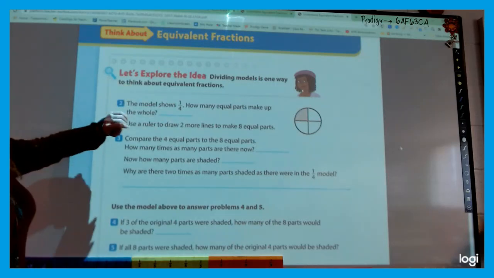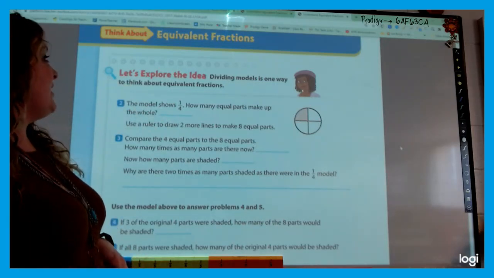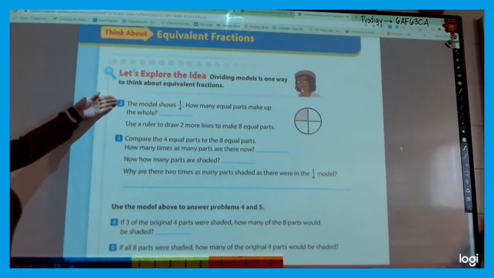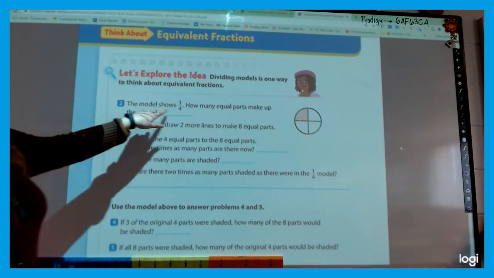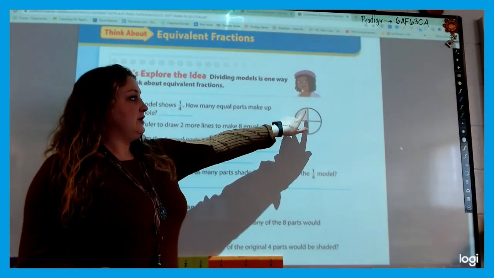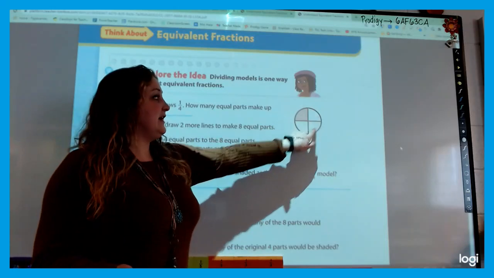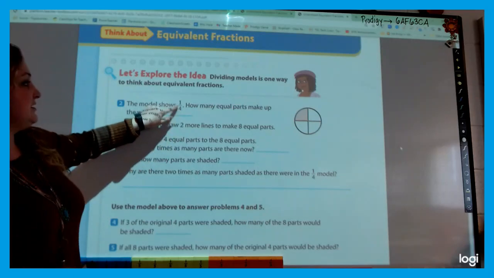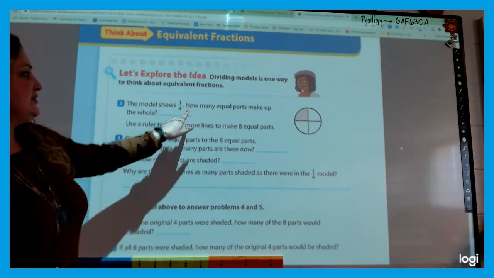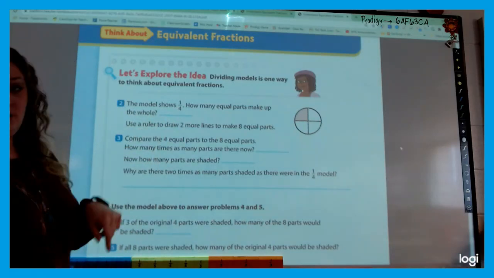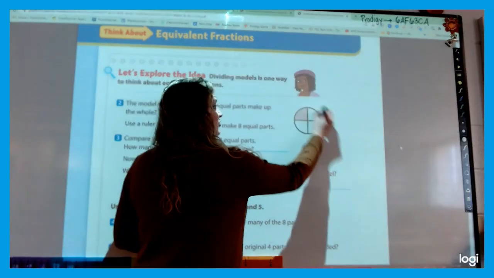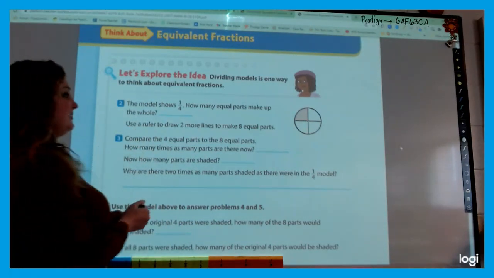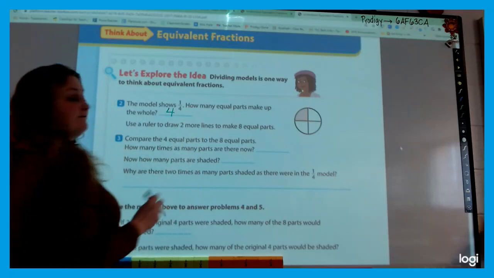All right, let's explore the idea. Dividing models is one way to think about equivalent fractions, okay? Just like we started yesterday. So we're going to walk through number 2 here. The model shows 1/4, right? One thing is shaded out of 4 possible, right? So the whole thing is split into 4, which our denominator says. One space is shaded. So how many equal parts make up the whole? So the whole thing, one circle, right? But how many parts has it been split into? 4. So it's been split into 4 equal parts.